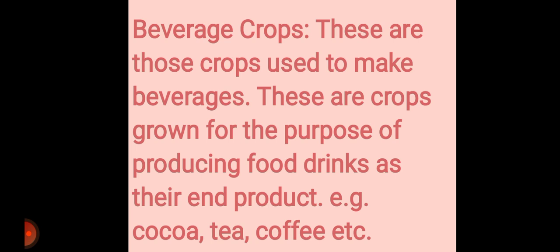There are crops that are used to make our beverages. They are grown for the purpose of producing food drinks as their end product, such as tea. So many types of tea: lemon tea, cocoa, we have coffee. All right, these crops are grown majorly to give us food drinks as an end product. They are used to make beverages.